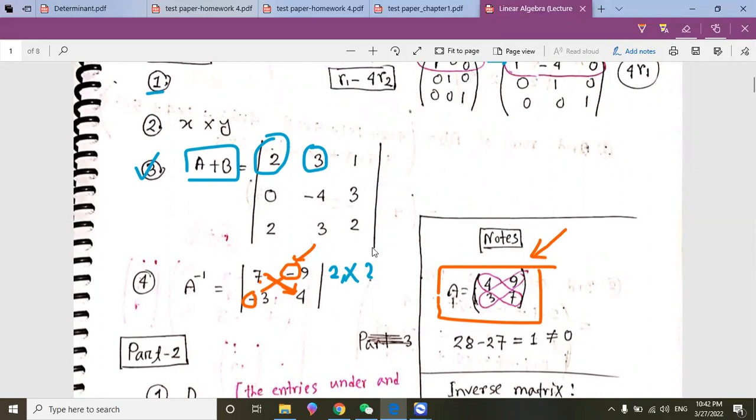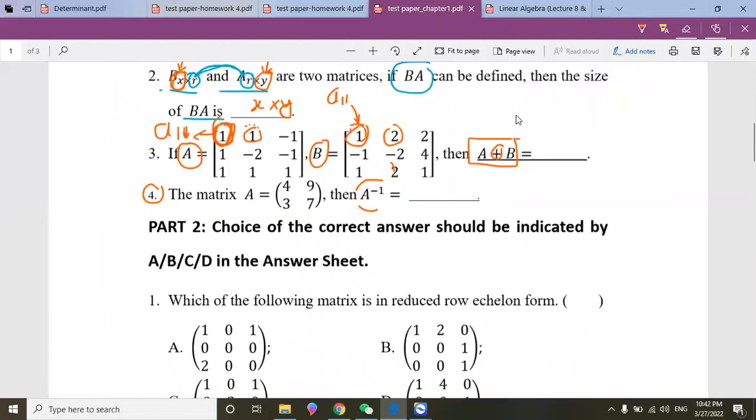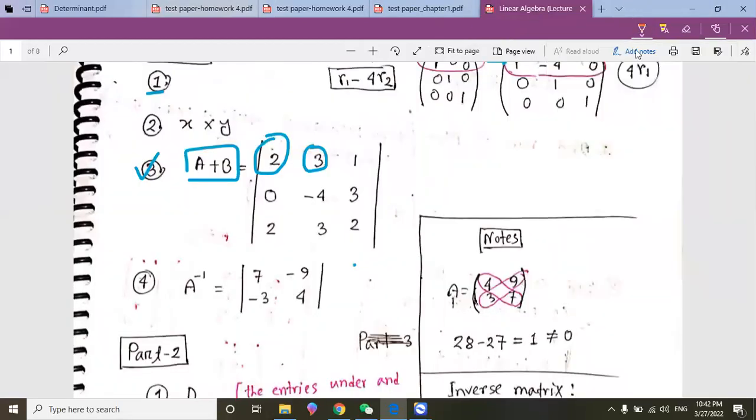Sorry, Jem, I didn't get why we multiply by the minus. Okay, let me show you again. Actually, I made a mistake here. Our matrix was 4, 9, 3, 7, right? So you can see here this is our matrix, 4 9 3 7. So we exchange the first corner. Here you see 7 is here and 4 is here, and then we multiply the second corner with a minus sign, so -9 and -3.